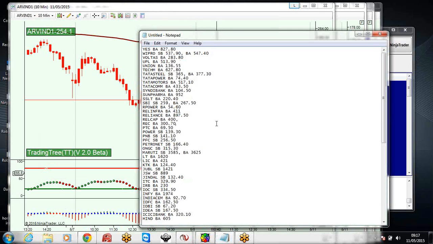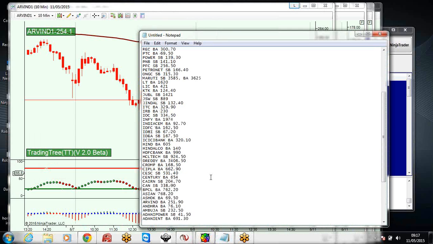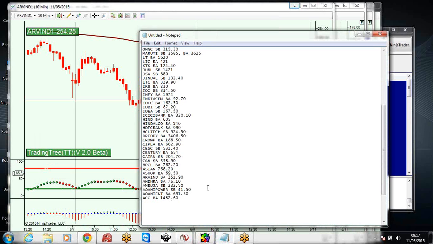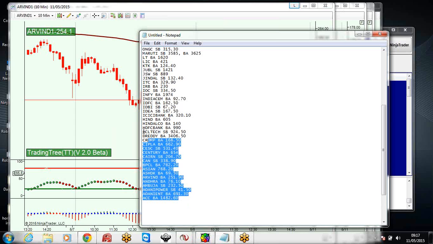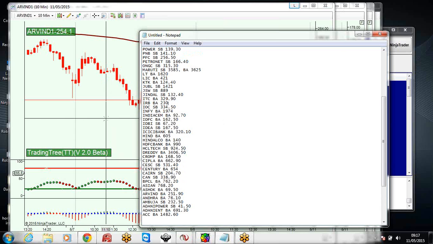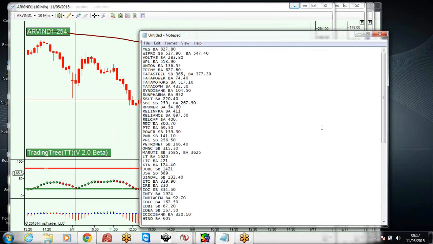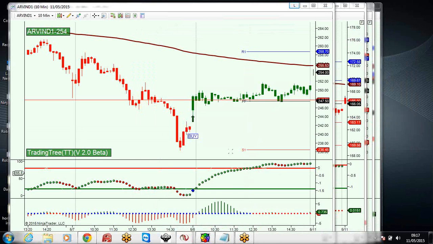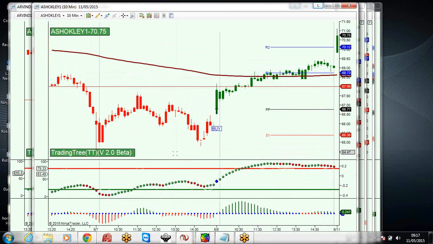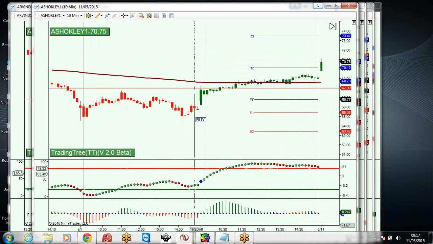So I have already shown you this. We have the prices here. So another few minutes we'll just check how our trades are performing. So Ashok Leyland is a gap up open.